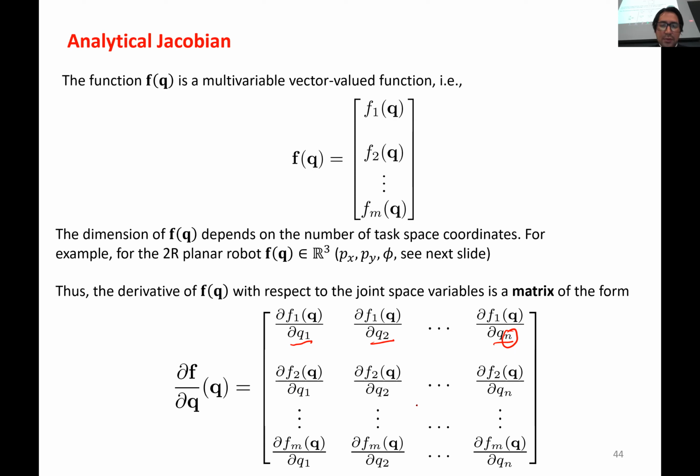If you go all the way to the end of this vector, remember m, as we defined it in previous lectures, is the number of task space variables. That's why this matrix has n columns and m rows. Then the m-th row is the direct kinematics function derived with respect to all of the joint space variables. Okay, so this is a very straightforward way to obtain a relationship for the velocities in the task space.